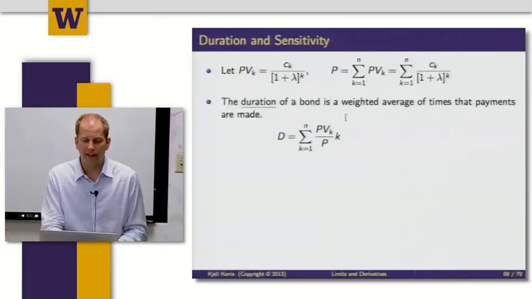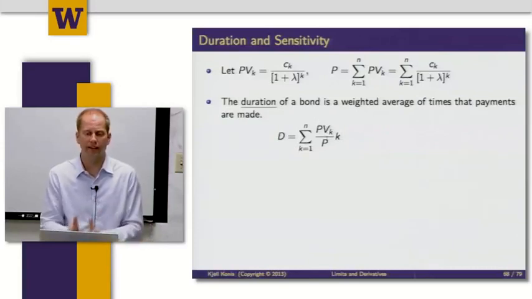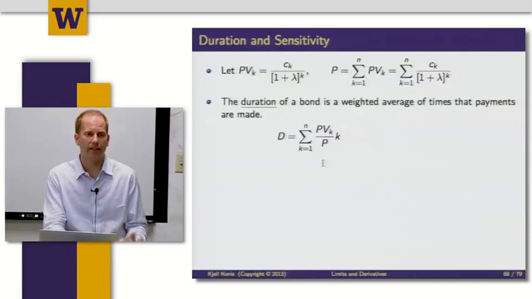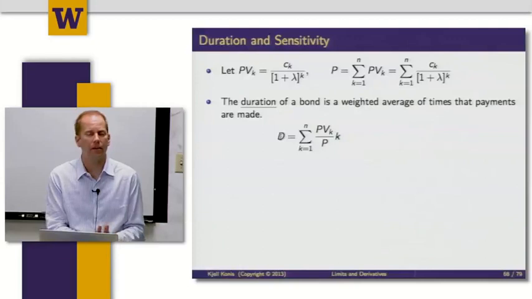And the duration of a bond is a weighted average of the times that these payments are going to be made. So I'm going to define the weights as the present value of the payment received in period k divided by the price, and then I'm going to multiply that by k. And so k is just the index here. It's going from 1 up to n. So this is going to be PV1 divided by P, so that's weight 1 times 1. PV2 divided by P is going to be weight 2, so it'll be weight 2 times 2 plus weight 3 times 3, and so on up to n. And when I sum all of those things up, I'm going to call that D, which is duration.